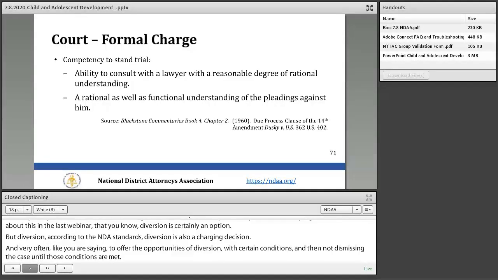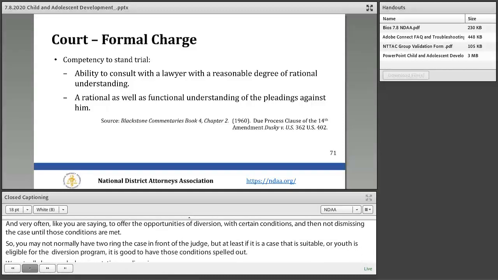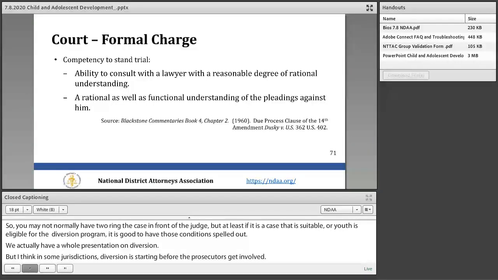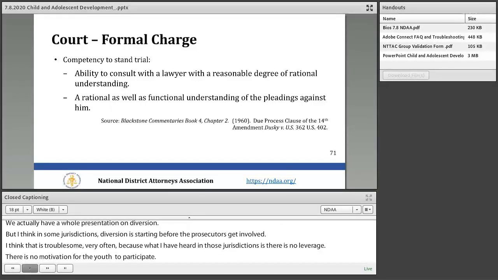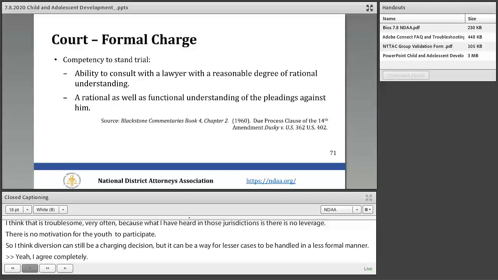So you may not formally have to bring the case in front of the judge, but if it's a case that is suitable or a youth is eligible for your diversion program, it is good to have those conditions spelled out. And we actually have a whole presentation on diversion. But I think in some jurisdictions, diversion is starting before the prosecutors get involved. And I think that's troublesome because what I've heard in those jurisdictions is there is no leverage and there is no motivation for the youth to participate. So I do think diversion can still be a charging decision, but it can be a way for those lesser cases to be handled in a less formal manner.